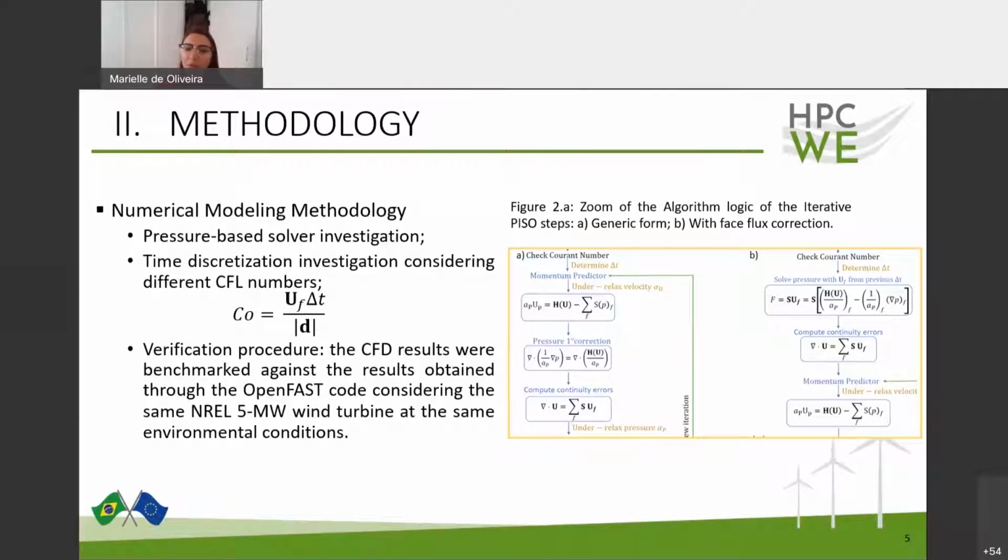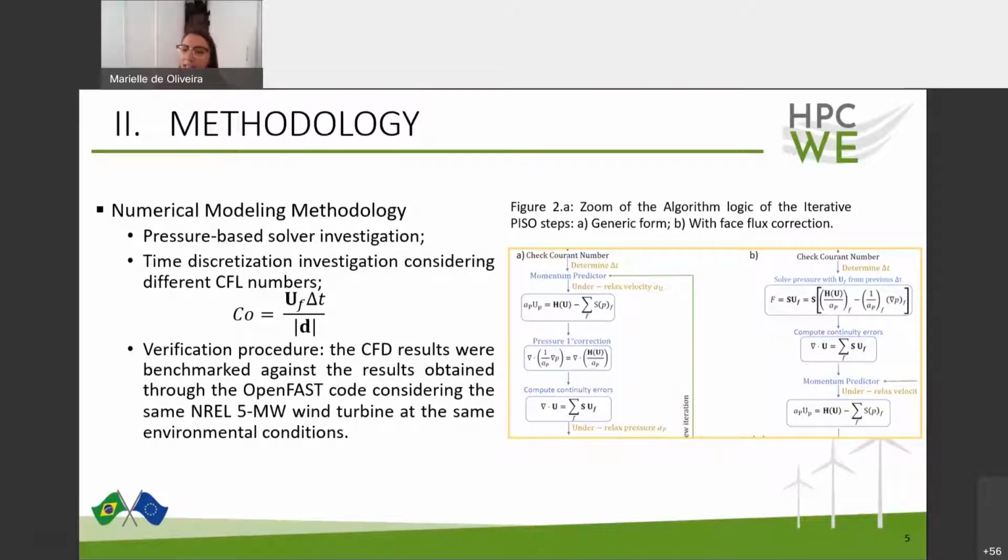Besides the solver investigation, a time discretization procedure was also conducted by considering different CFL values for the convergence parameter, by limiting the Courant number in the simulation solver dictionary in order to capture which time step size was more appropriate to capture adequately the transient effects of the problem.